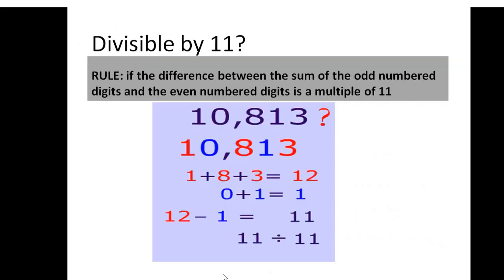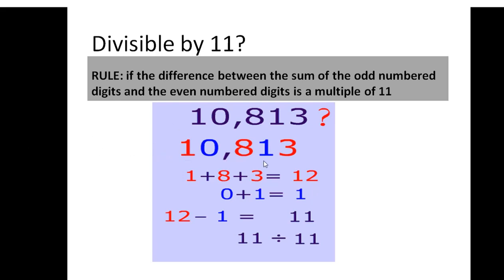Then divisible by 11. The rule is if the difference between the sum of the odd numbered digits and the sum of the even numbered digits is a multiple of 11. Okay, so odd numbered digits. Here the example I have given is 10,813. The odd numbered digits I have colored in red. This is number 1, this is 3 and this is 5. Odd numbers, you know, right? So it is 1, 3, 5. These are colored in red.